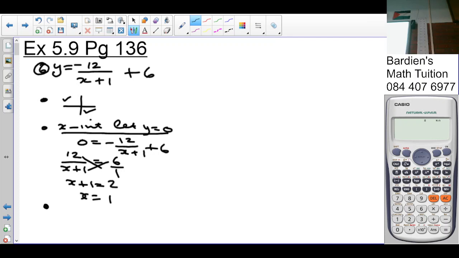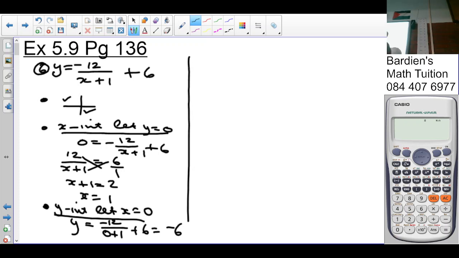Correct? Then we go to the y-intercept. What do you do for the y-intercept? We let x equal 0. So y is equal to negative 12 over 0 plus 1, plus 6, which is negative 6. Is this enough information to draw this graph? Not so. What's the equation of your horizontal asymptote? Y is equal to 6. And your vertical asymptote? X equal to negative 1.